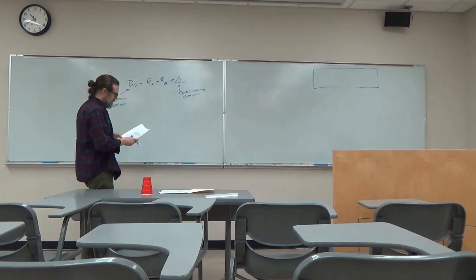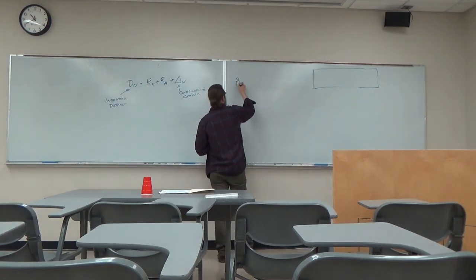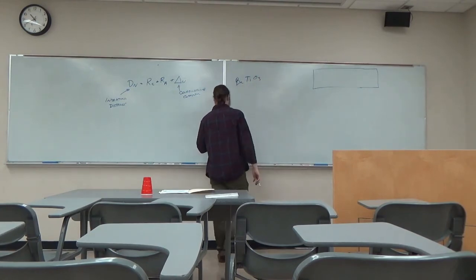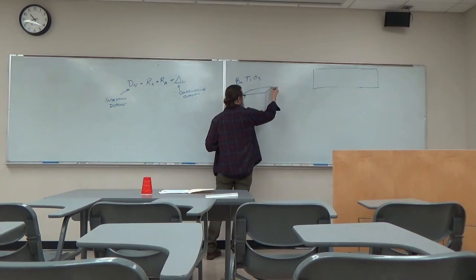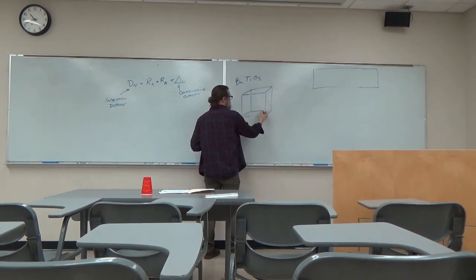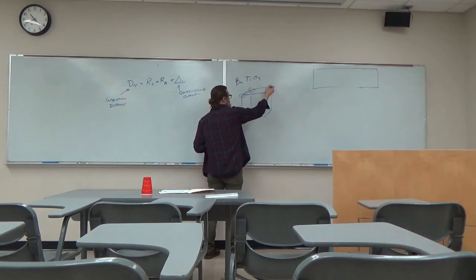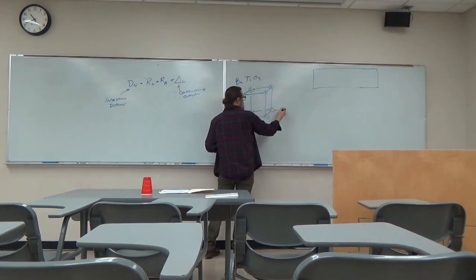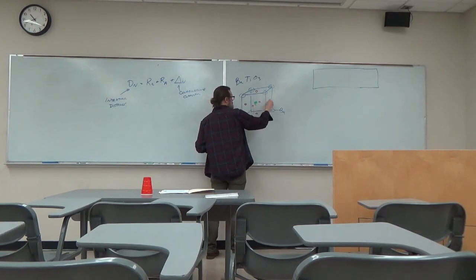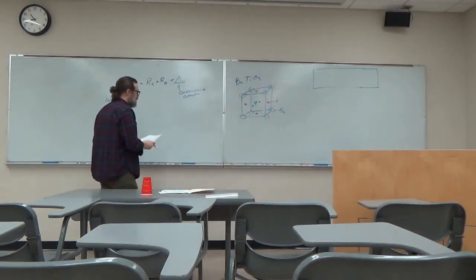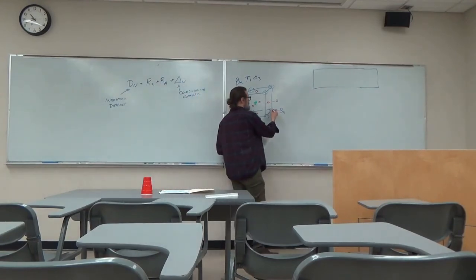So if we take, for example, barium titanate, and barium titanate is a structure like this. The archetypal structure is cubic. We have barium in the very center. We have titanium, and then on the surfaces you have oxygen. We can see that barium has 12 nearest neighbor oxygen.